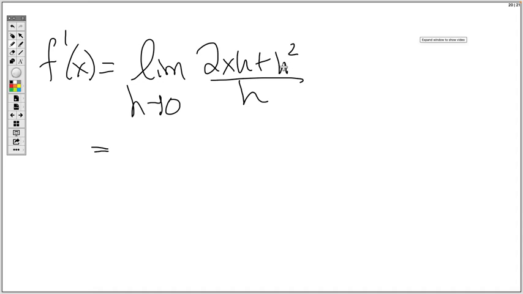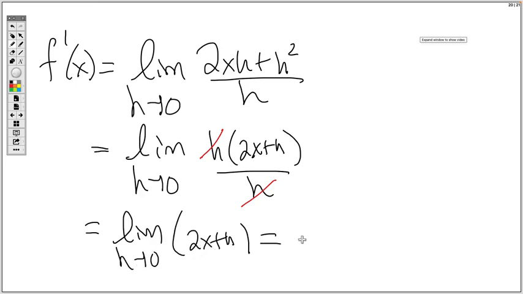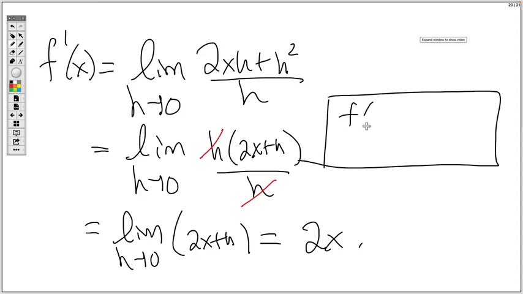So sure enough, look at the numerator. What's in common to both terms? H. So what can I do with this h? Cancel it out. Now, unlike before, plugging in h would give us a 0 in the denominator. Do I have any challenges plugging h equals 0 in now? No. What do I get? 2x.